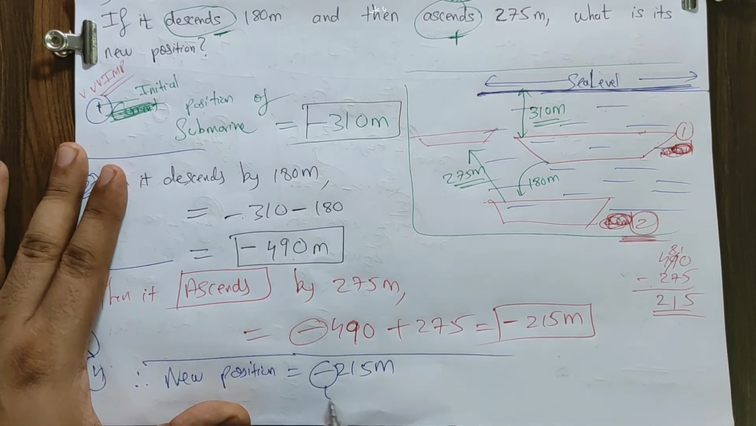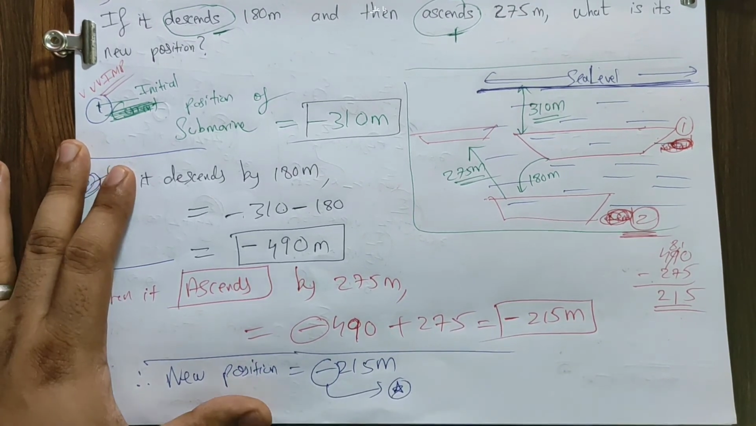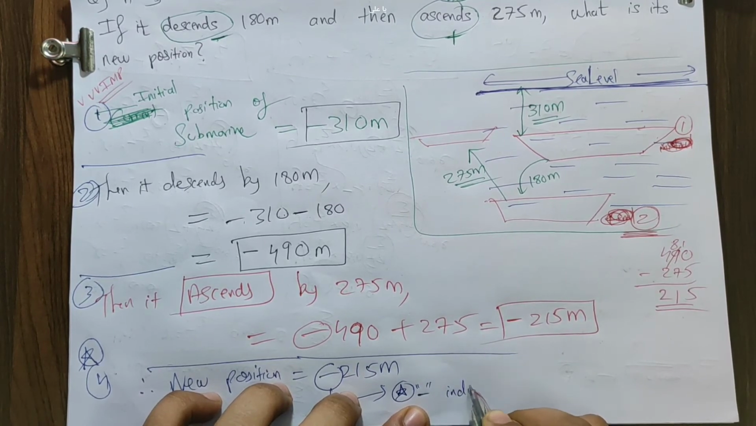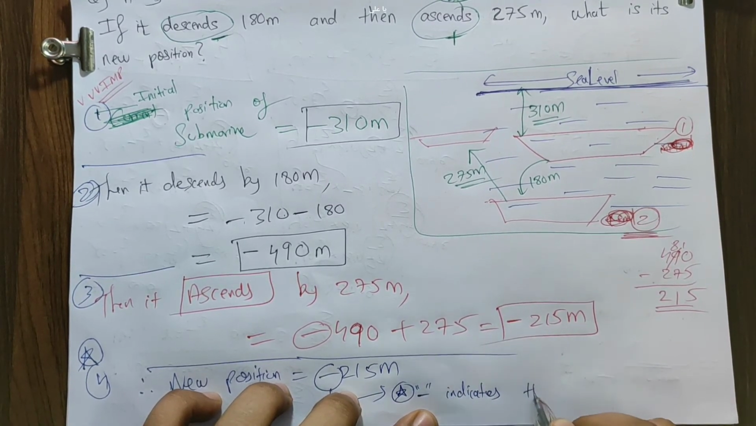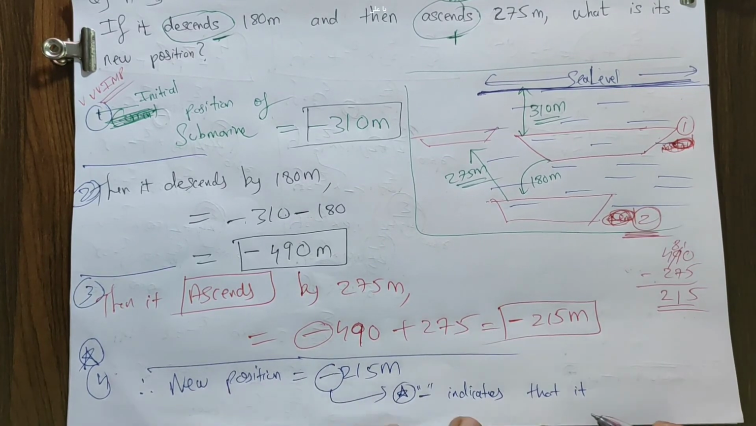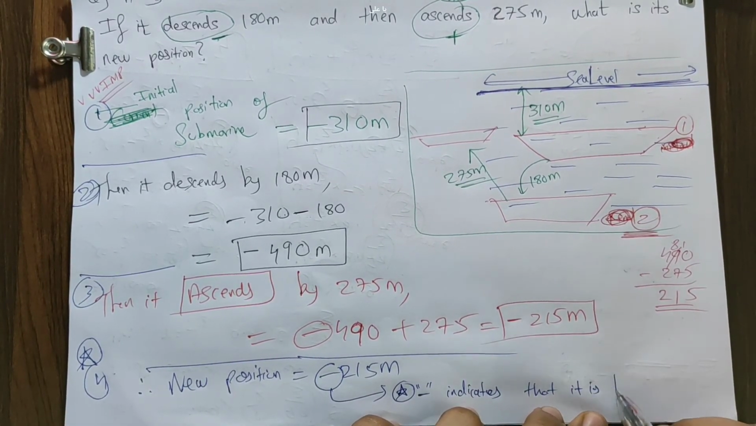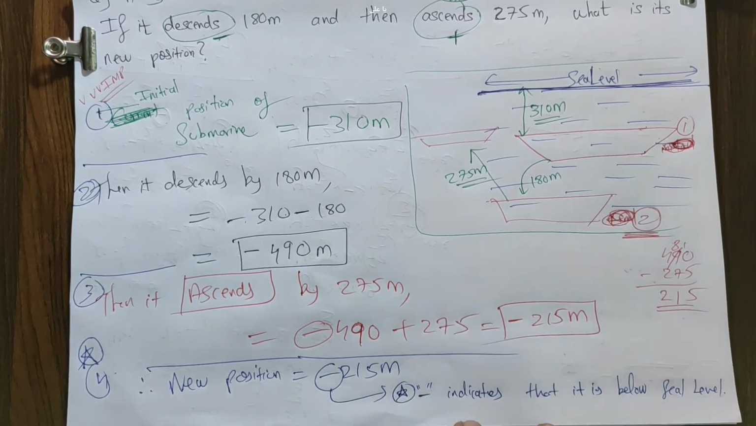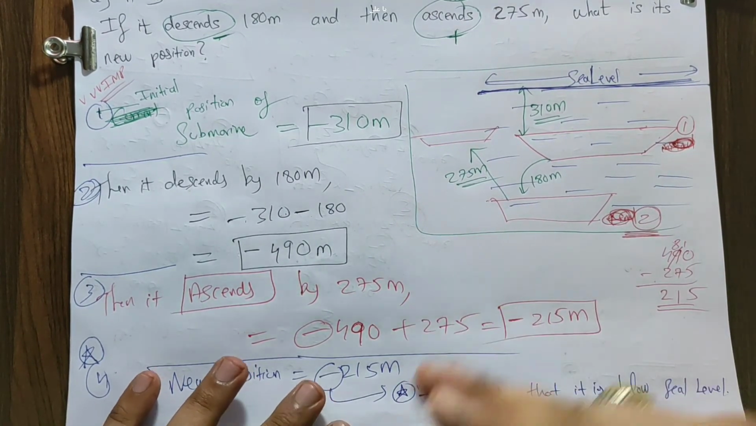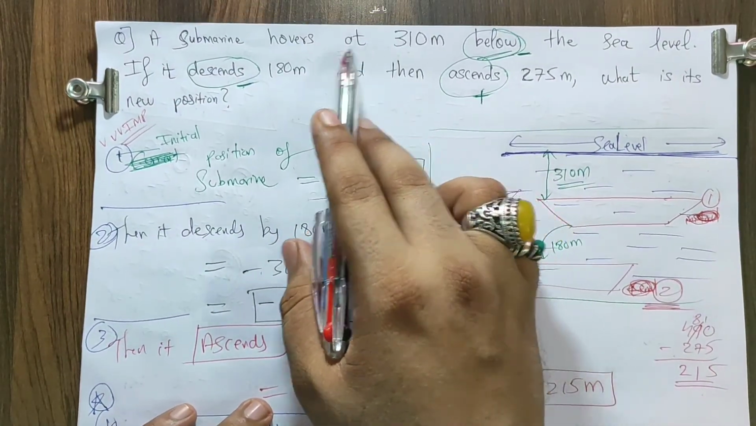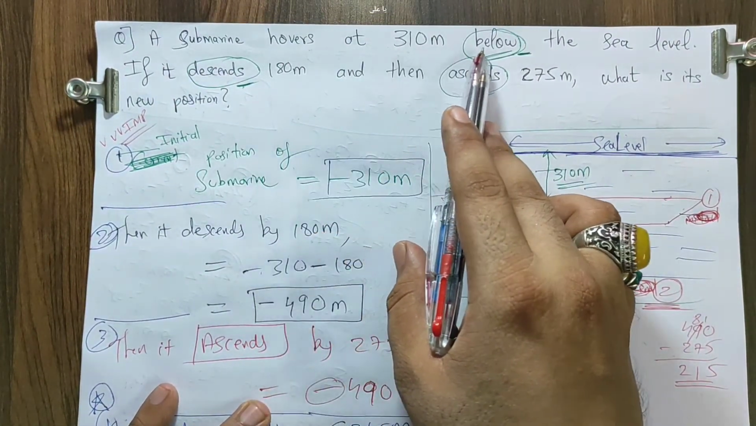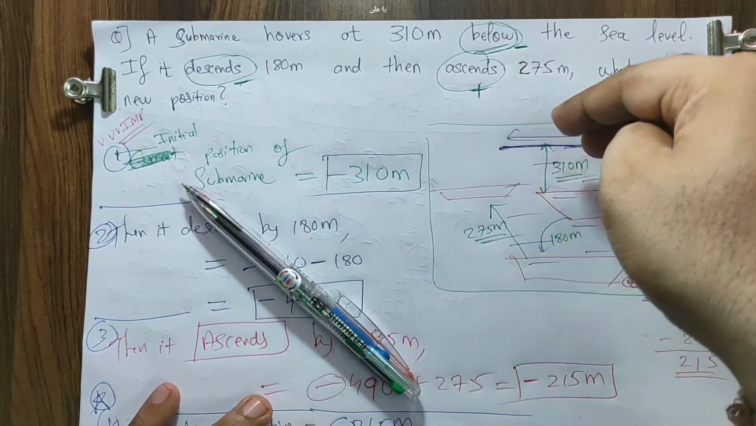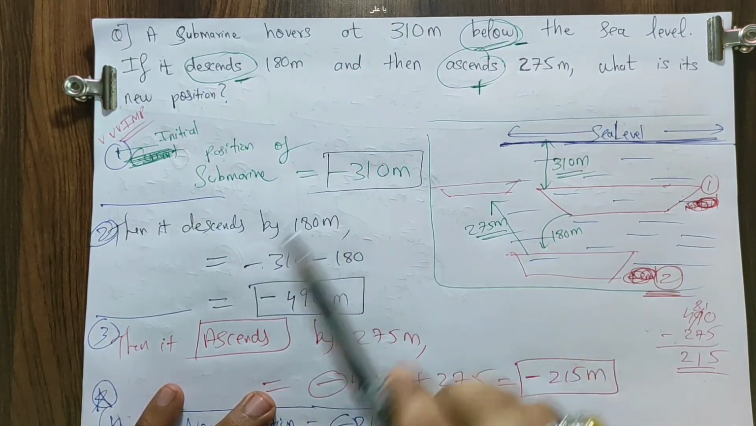Students, this minus sign, what does it indicate? This minus sign indicates that it means the submarine, it is below sea level. मतलब in Hindi नीचे है. Because see here, initially in the question also they gave you that submarine runs or hovers at 310 meter. So if 310 meter, where? Below sea level. मतलब नीचे. So that's why we used minus 310.